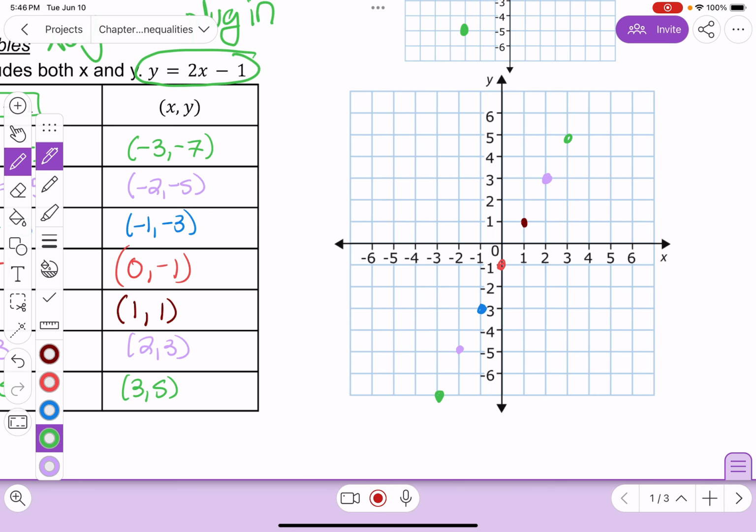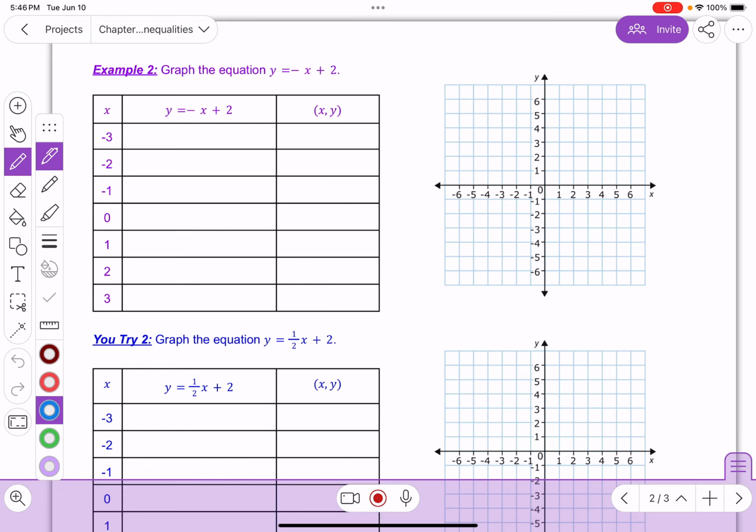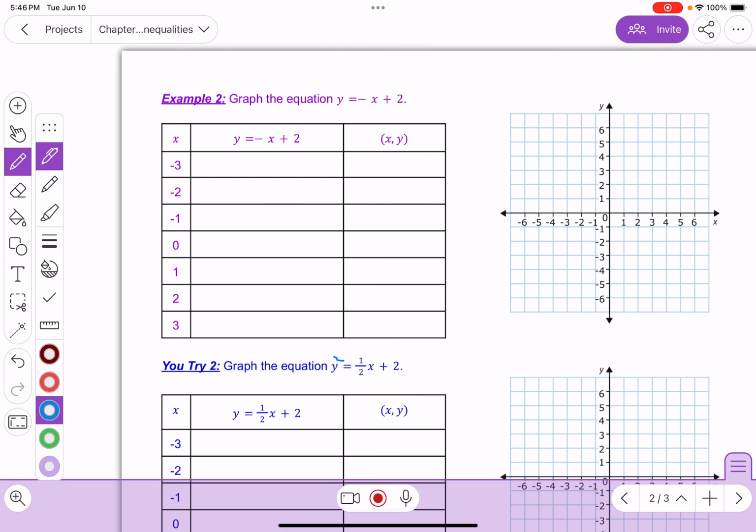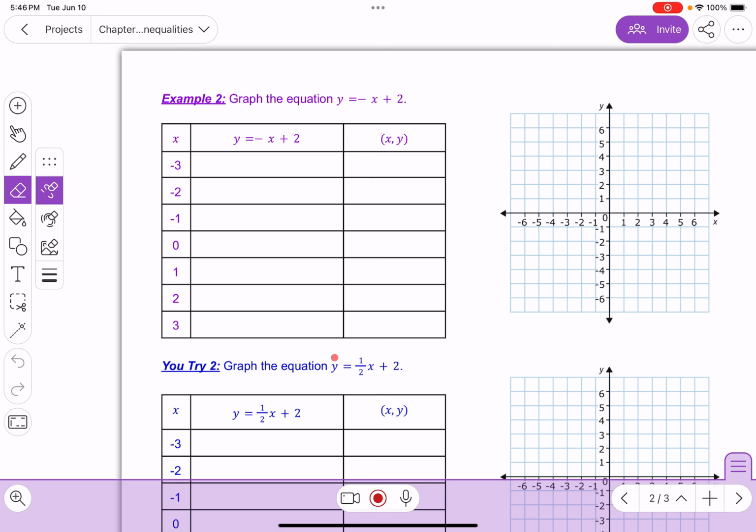And now we would just connect our points to draw our line. And knowing that a line goes on and on forever, we would have that graph. If you feel comfortable trying on your own, go ahead and try example 2. If you're not ready to try on your own yet, keep watching.